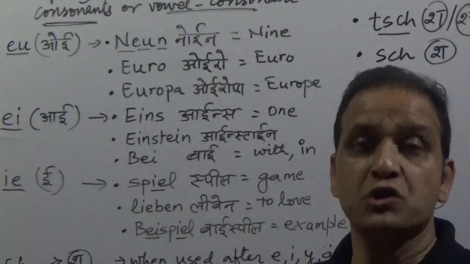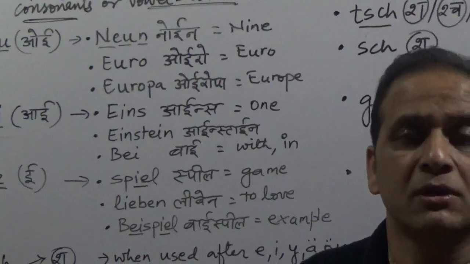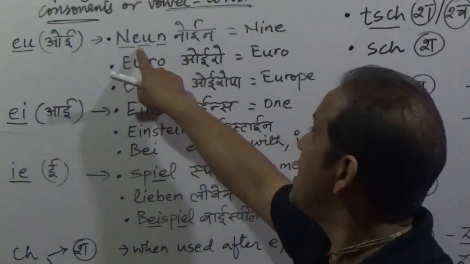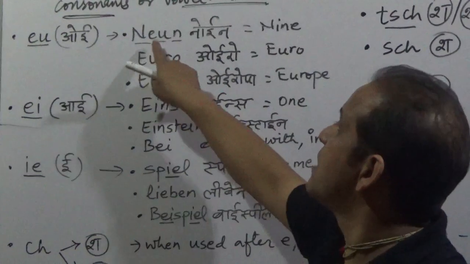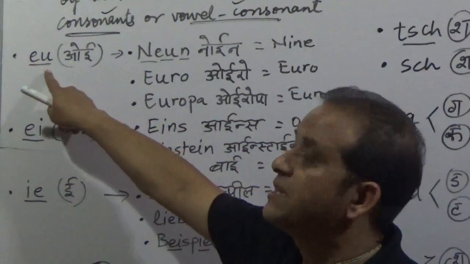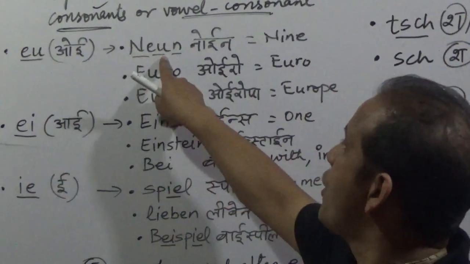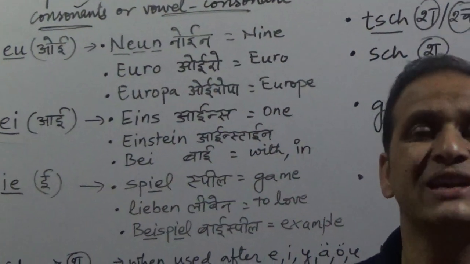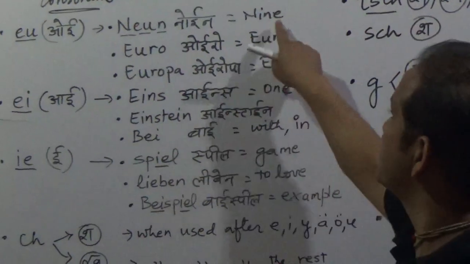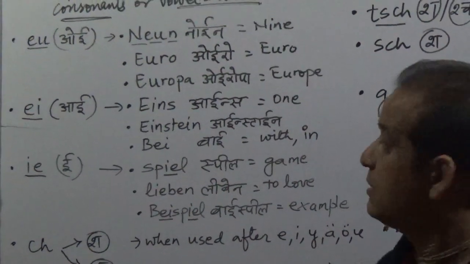N-E-U-N. Ich spreche auf Deutsch. I'm speaking in German. So this is n, EU, we have come to know it gives the oi sound. So this is noi and this is n. All together it is neun. So how do they read it? Neun. Neun means 9. That's a number.